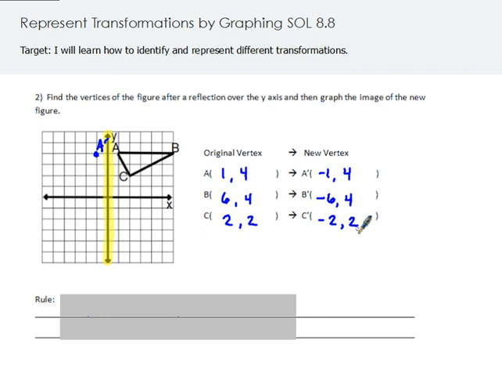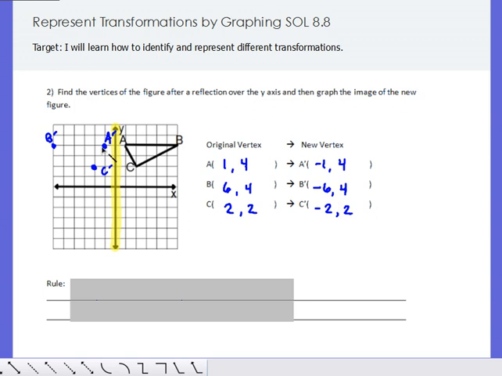So if we do this correctly, we should end up in the second quadrant, 1 to the left, 4 up, which I already plotted originally. 6 to the left is my new B, 4 up. And then C should be 2 to the left, 2 up. So again, A prime, B prime, C prime, take your straight edge, connect A to B, B to C, and back to A to C.